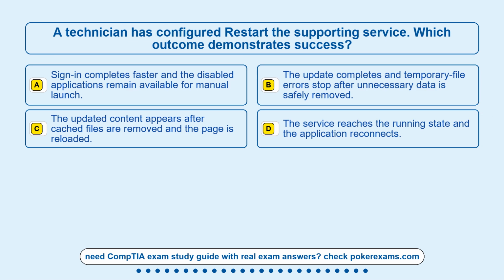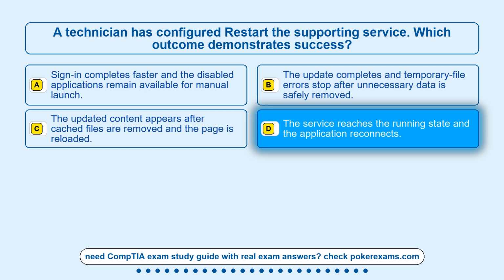Question 18. A technician has configured restart the supporting service. Which outcome demonstrates success? Option A, sign-in completes faster and the disabled applications remain available for manual launch. Option B, the update completes and temporary-file errors stop after unnecessary data is safely removed. Option C, the updated content appears after cached files are removed and the page is reloaded. Option D, the service reaches the running state and the application reconnects.